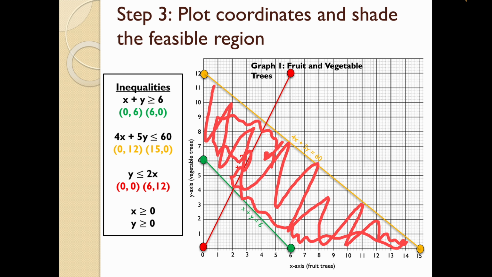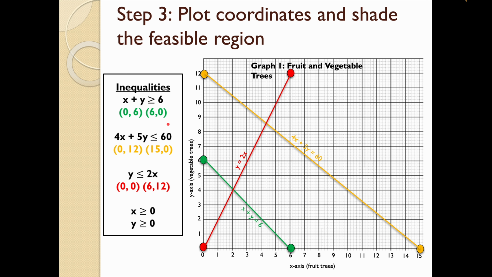What we need to see now is how it is affected by the red line. The red line says y is less than. So where are we shading? Below. So we are shading below this red line, but between these two lines, because it has to be above the green line, below the yellow line, but still under the red line. So our shaded region, our feasible region, would be inside of here.